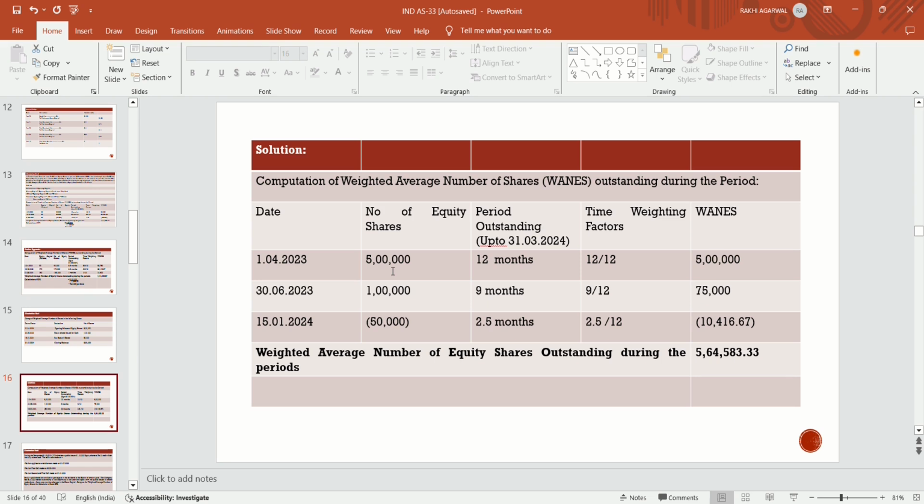So 5 lakh plus 75,000 minus 10,416. So the weighted average number of equity shares outstanding during the period becomes 5,64,583.33. In this way, you will calculate the weighted average number of shares outstanding during the period.